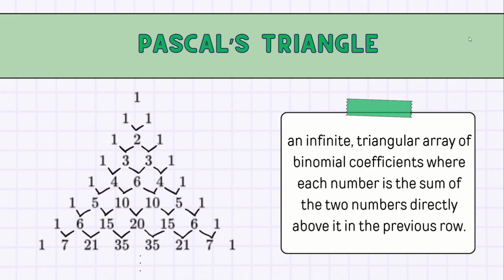So what is Pascal's triangle? Pascal's triangle is an infinite triangular array of binomial coefficients where each number is the sum of the two numbers directly above it in the previous row. As we can see, at the top we have a single number 1, and every row begins and ends with 1. Each number is formed by adding the two numbers directly above. Let's say 1 plus 1, we get 2. 1 plus 2, we get 3. 1 plus 3, we get 4. 3 plus 3, we get 6, and so on.